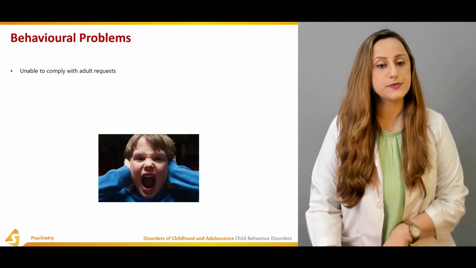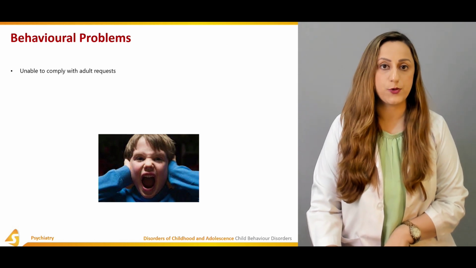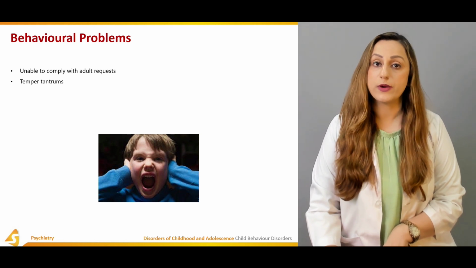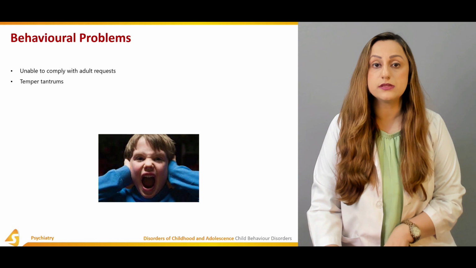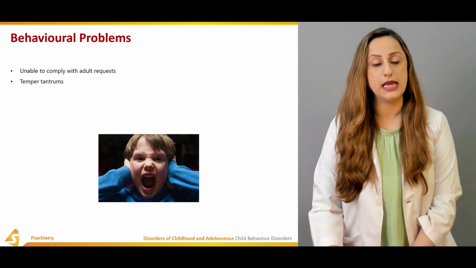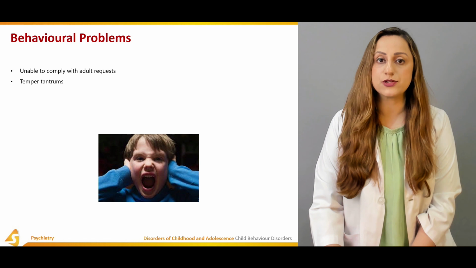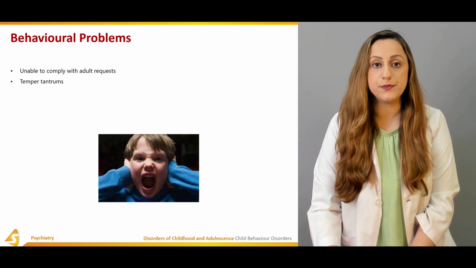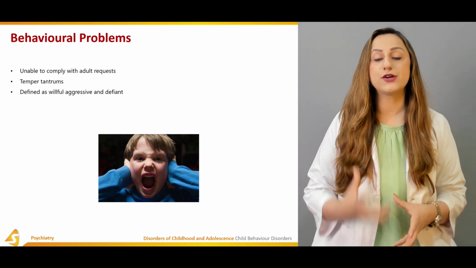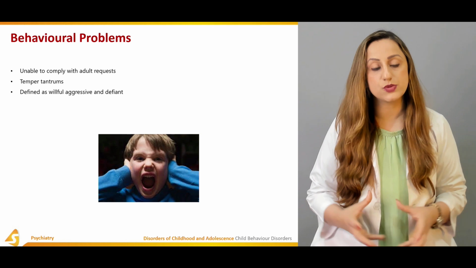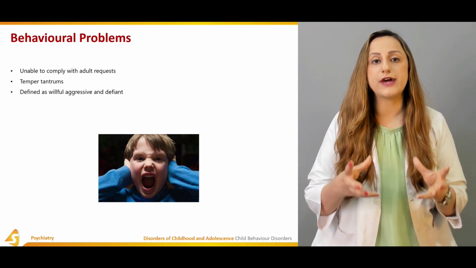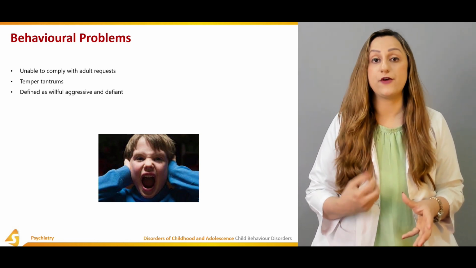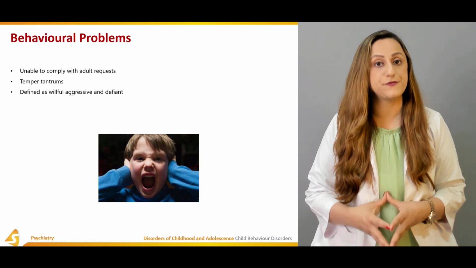So the behavioral problems: they are unable to comply with adult requests. Usually the parents come with complaints of request denials and school refusals. All of these phenomena are usually seen in these children. Then we have the temper tantrums; if they are age-related, we would not categorize them as abnormal. It is defined as willful, aggressive, and defiant behavior. So this is the criteria by which we categorize them: the behavior should be willful, aggressive, and defiant as well.